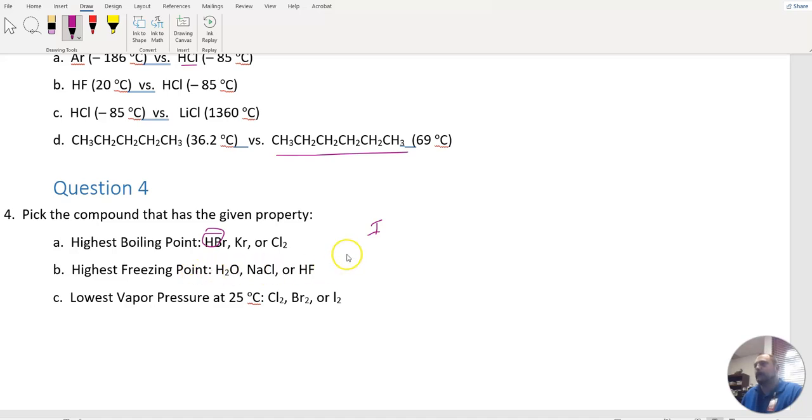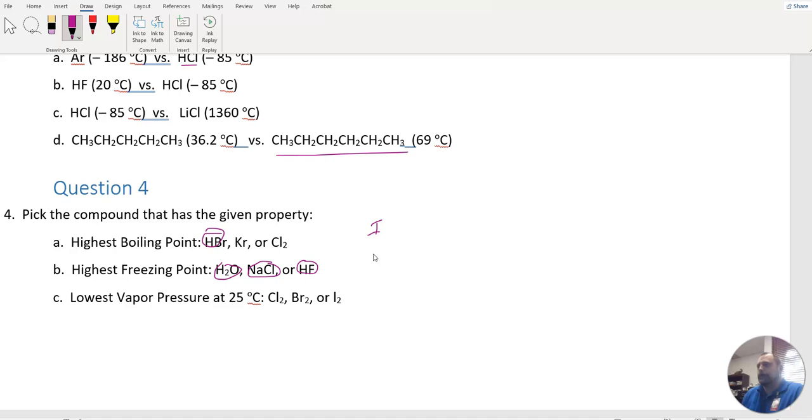Highest freezing point. All right, and so again on this one, freezing point and melting point are the same, and so we're going to be looking at our water, which gives us 2 hydrogen bonding. We got salt, which is going to be our ionic compound, and then hydrogen fluoride gives us 1 hydrogen bond. So ionic compounds, salt will be our winner.